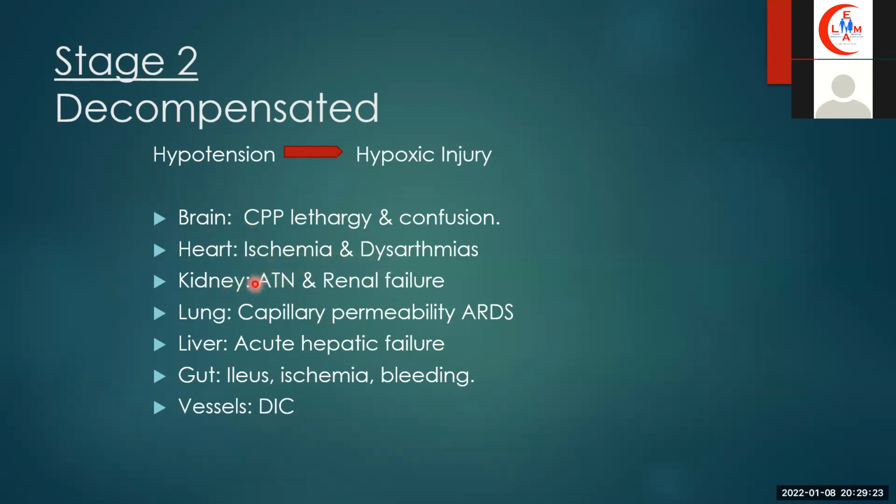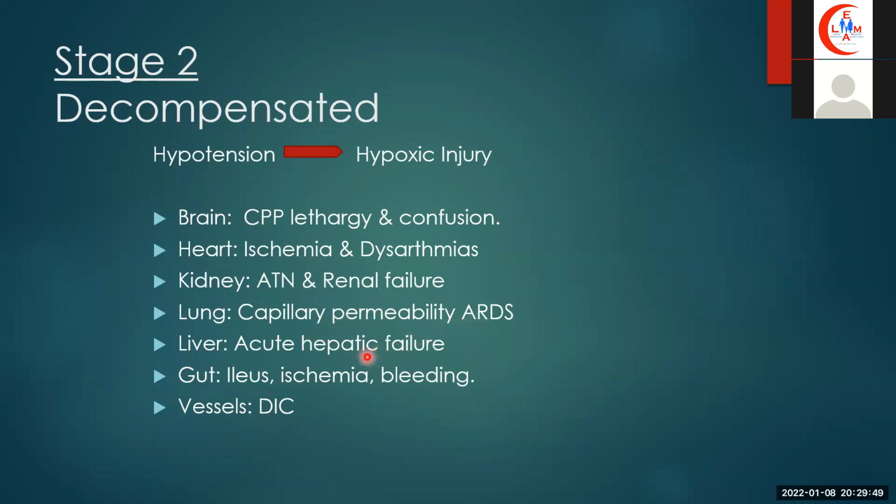Oxygen supply to the kidneys, if it is less, can cause decreased urine output. And if you check the bloods, you'll find urea and creatinine to be high. For the lung, as we mentioned, there will be increased capillary permeability, there will be pulmonary edema, and the patient might end up in adult respiratory distress syndrome.